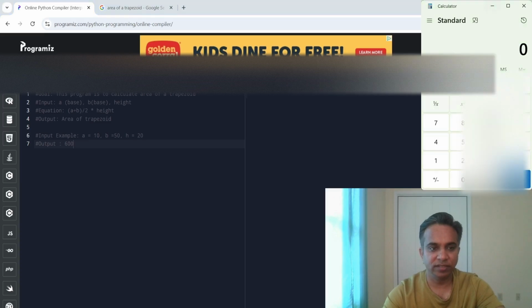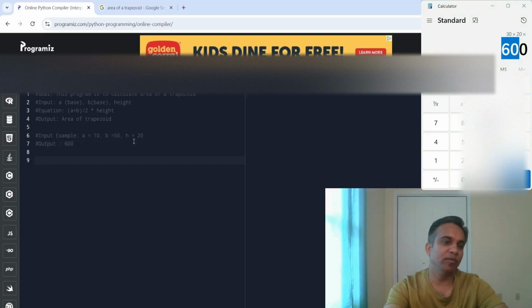So let us do our own calculation. So a plus b is 10 plus 50, divided by 2, and then multiply by height, that is 20. So that is the 600 we are expecting.